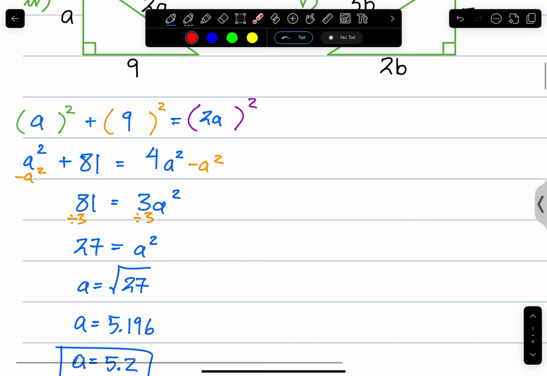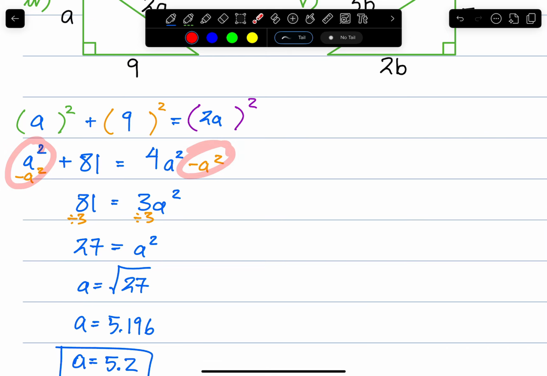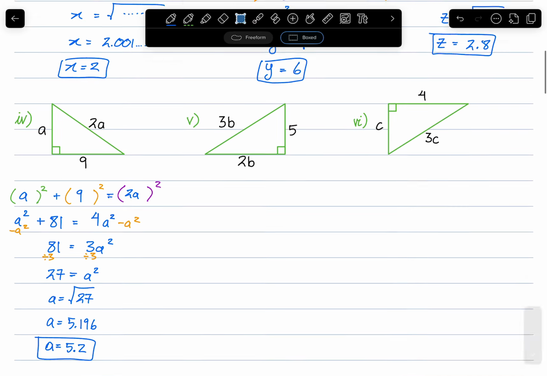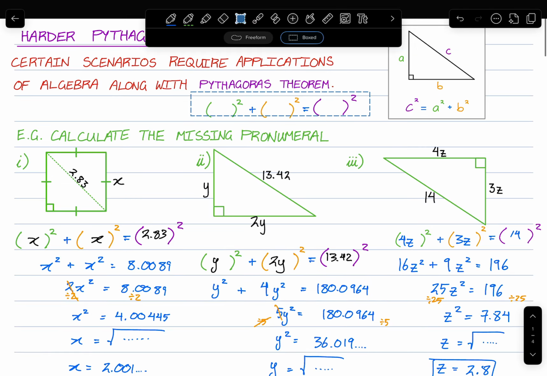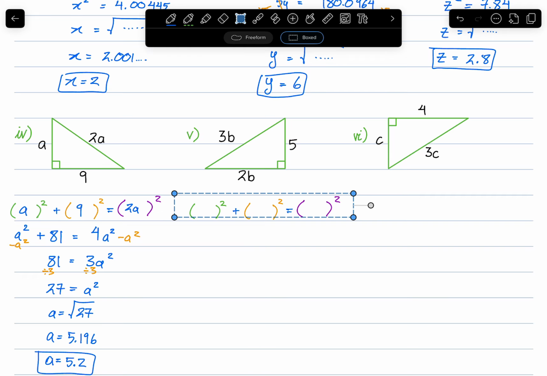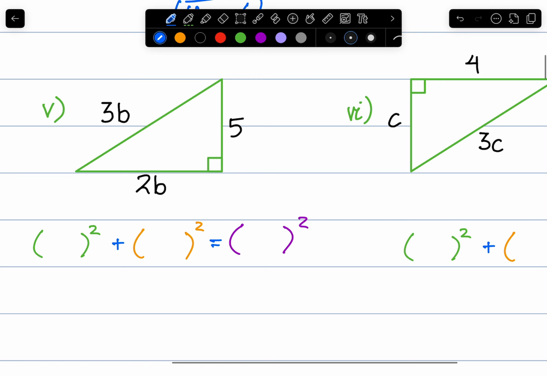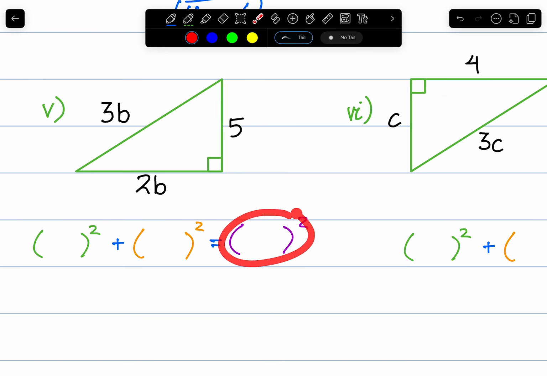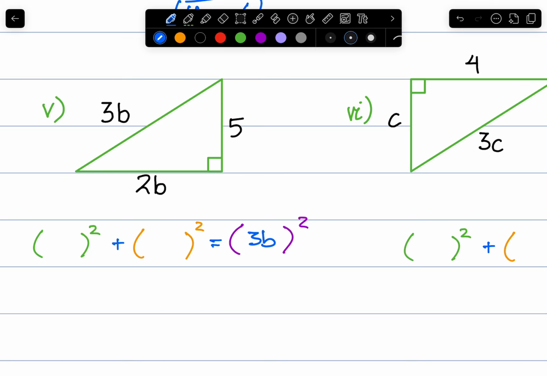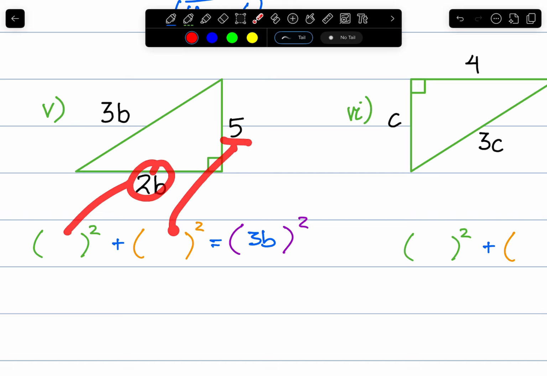So as you can see in this one, it's actually requiring this one extra step of moving the letters squared onto the same side. So you can pause and try the next two yourselves, and I'll get these set up here. So the first step is merely putting the correct values into the correct positions. So here we go. In this one, the hypotenuse here is the expression 3b. So 3b. And the other two really don't matter the order. So I'm going to put 2b here and 5 here.